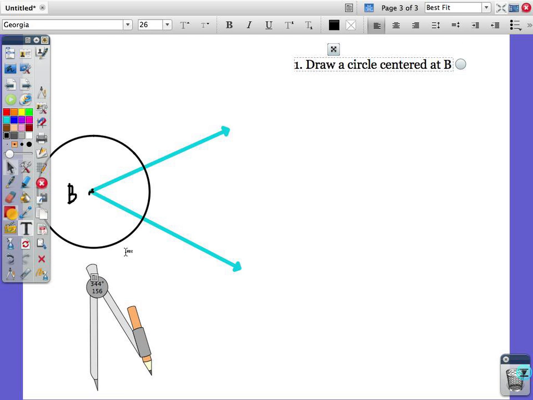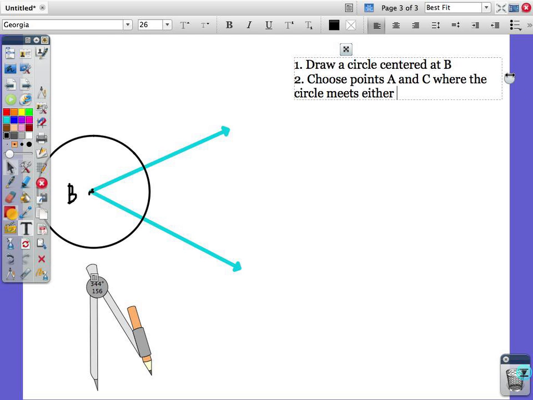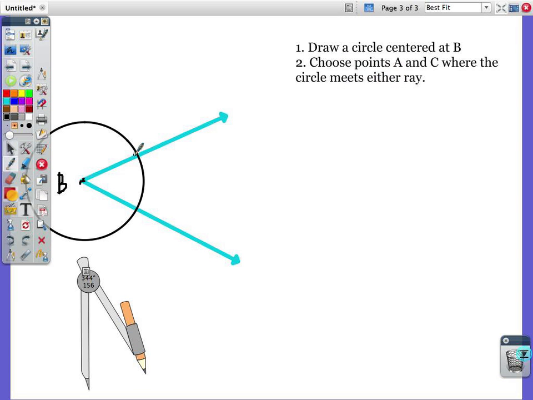Now what? When the circle meets both rays, mark points A and C. Choose points A and C where the circle meets the ray, where the circle meets either ray. So that would be here and here. Okay, now what?